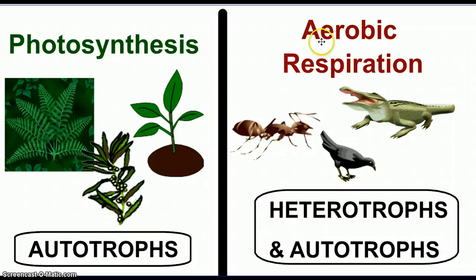Looking to the right side, aero. The prefix aero means it has something to do with air. It involves air. Aerobic respiration is carried out by heterotrophs. The prefix hetero means other or different. All of these living things need another living thing in order to gain their energy, in order to gain the fuel they need to carry out their life functions. Aerobic respiration is also carried out by autotrophs.